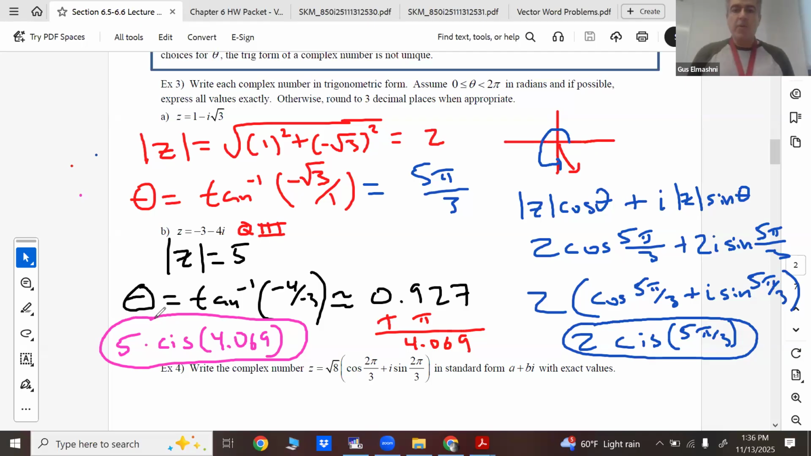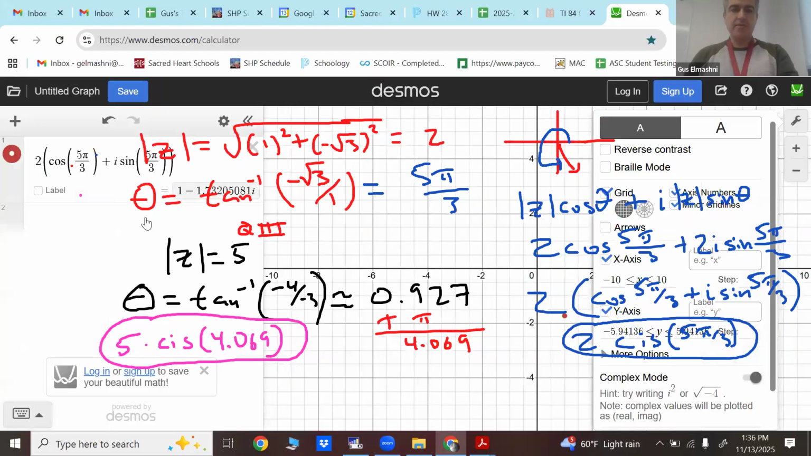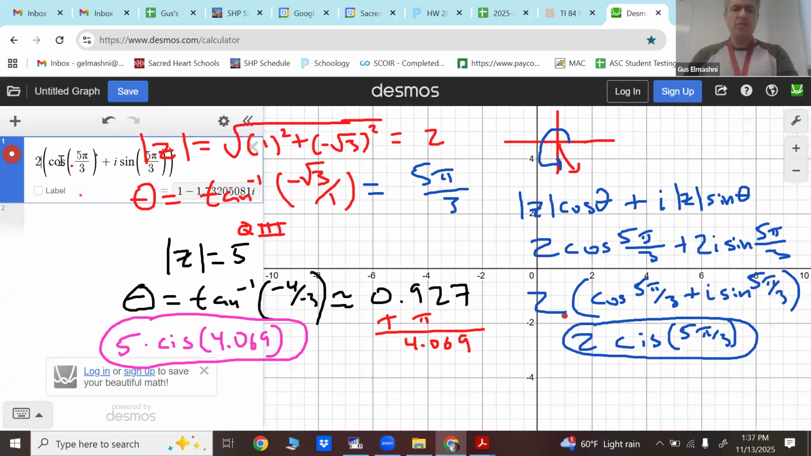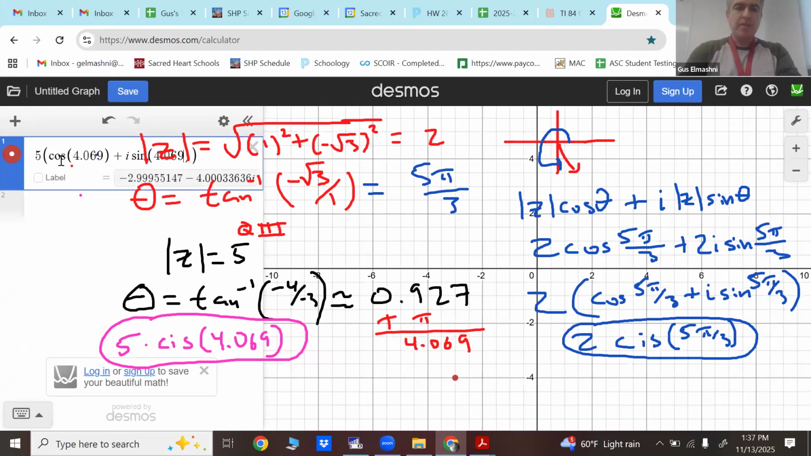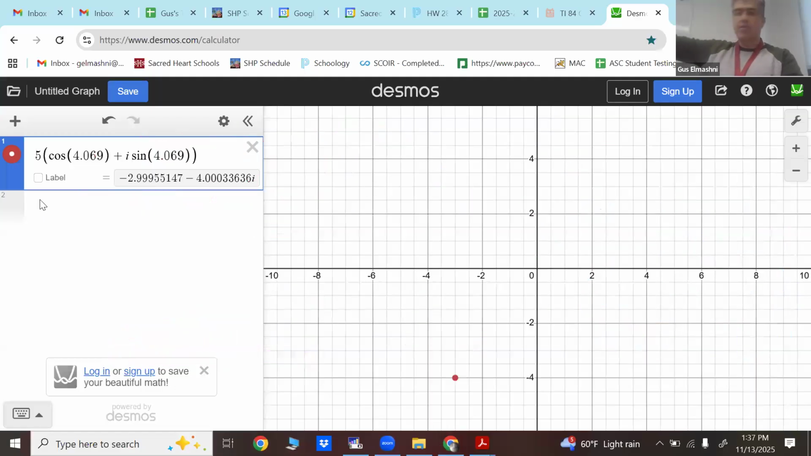And if you were to actually go back to Desmos again. You want us to write it like this? Yeah, sure. But if you verify in a calculator, it doesn't know what sys is, so I have to do this instead. But you can see, when I do it in Desmos, it's pretty darn close to -3 minus 4i. Obviously I approximated the angle, but it's pretty darn close.